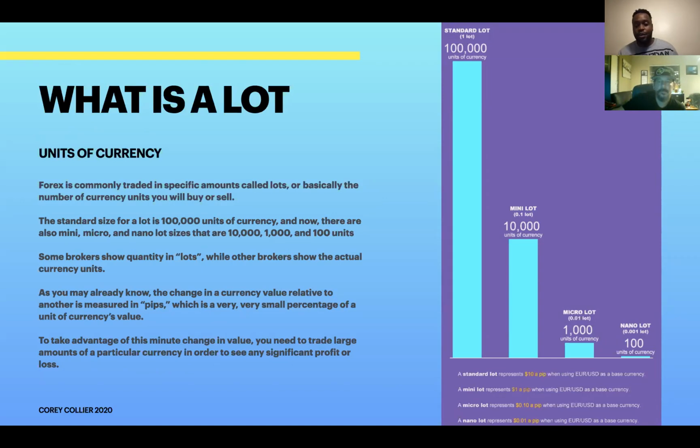And as you may already know, the change in a currency value relative to another is measured in pips, which is that very, very small percentage of a unit of currency's value. To take advantage of this minute change in value, you need to trade large amounts of a particular currency in order to see any significant profit or loss. That's why lot sizes are so important. So hopefully, guys, you understand the difference between the lot, the margin, and leverage.